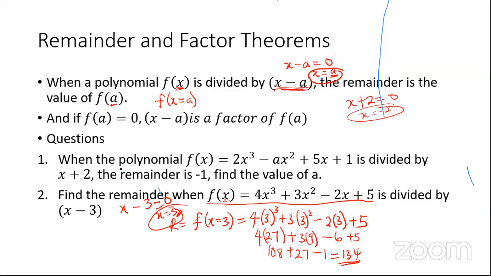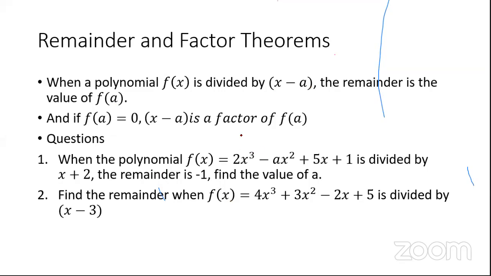Okay. To round up today's class, I'm going to solve this question. When the polynomial f of x equals 2x raised to power 3 minus ax squared plus 5x plus 1 is divided by x plus 2, the remainder is minus 1. Find the value of a. You can see that here they have given us the remainder already, but they have hidden a particular term.